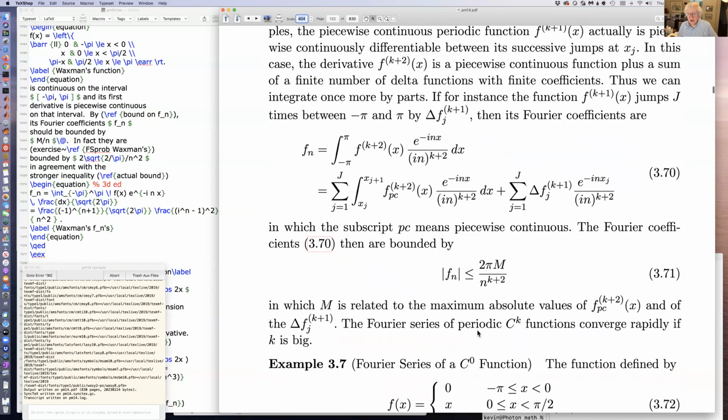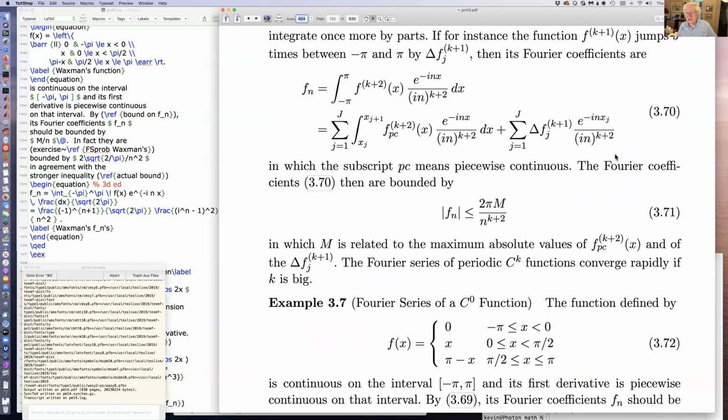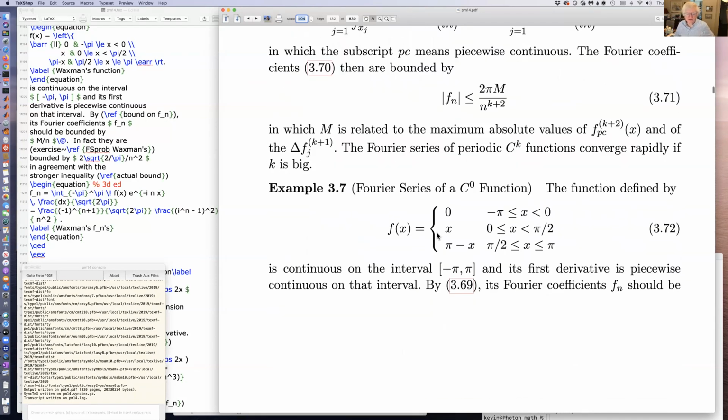And so what you have is basically that the Fourier coefficients of a C^k function are often bounded, typically are bounded by 1 over n to the k plus 2. And we'll see examples of that in what follows.